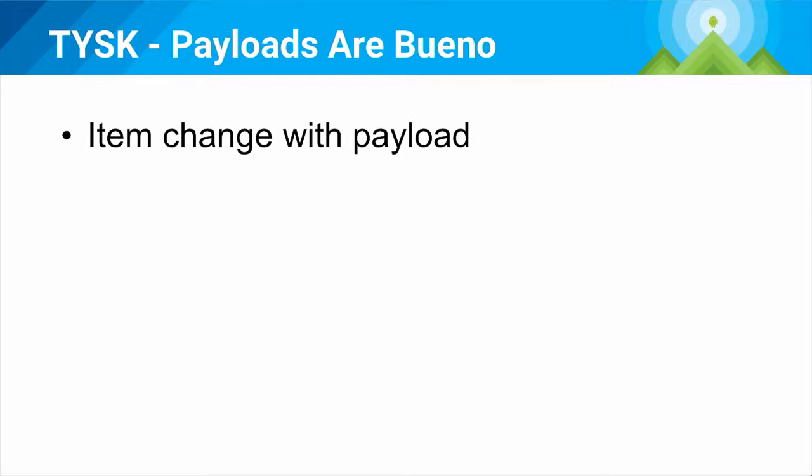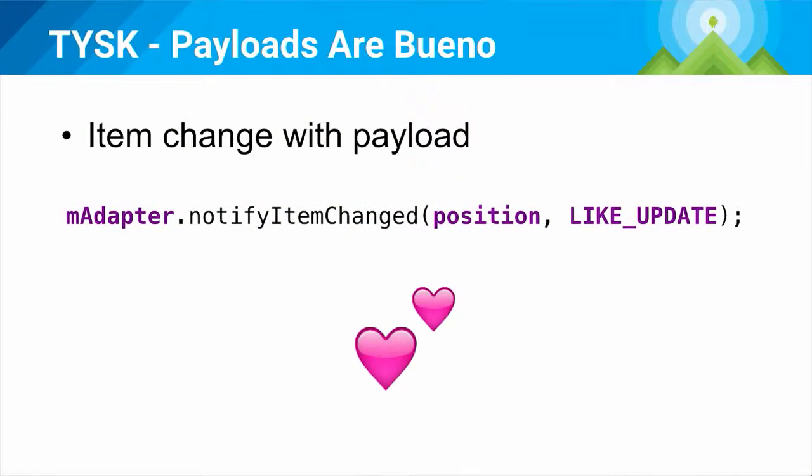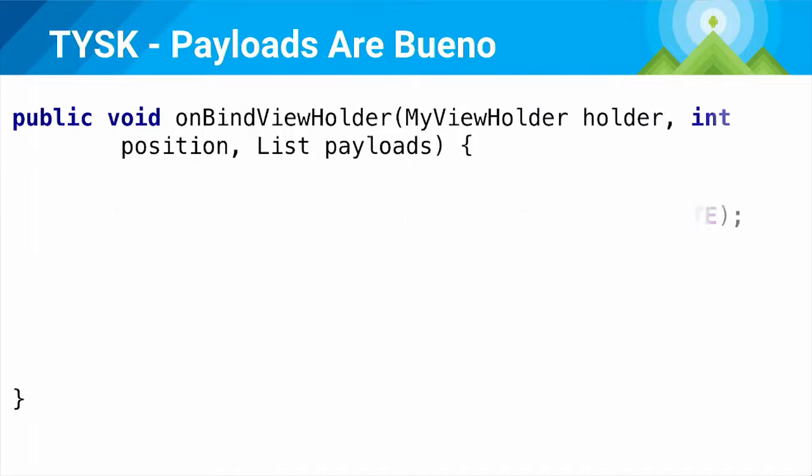Another one of the new APIs we introduced is this item payload. So when you change an item, you can say why it changed. For example, I can say this item in this position changed because maybe the user liked it or the user stopped liking it. The cool part about this API is there's another onBind method which receives a list of payloads.